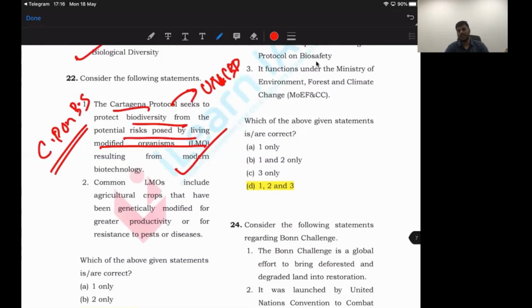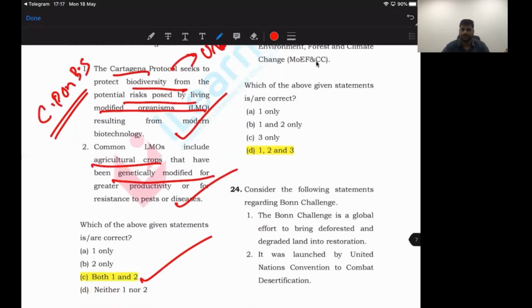And what are LMOs? Living modified organisms. They include organisms, transgenic animals or transgenic crops, which are the result of modern biotechnology. Example, genetically modified agricultural crops. That is again a very general statement. Both the statements are correct.